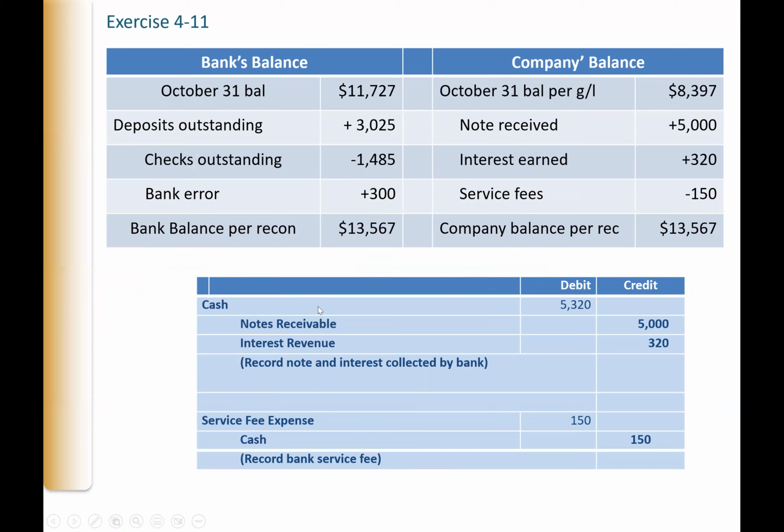So we'll debit our cash and we'll credit the $5,000 note receivable and credit the interest revenue of $320. The other thing we'll do is our service fee expense of $150, and we'll credit our cash there of $150.